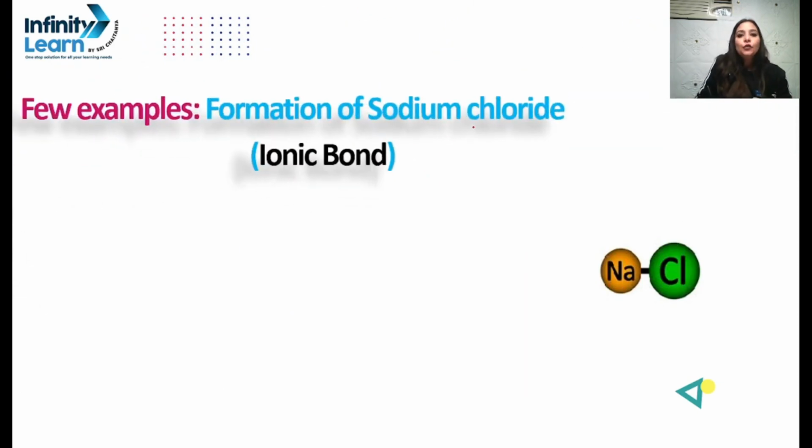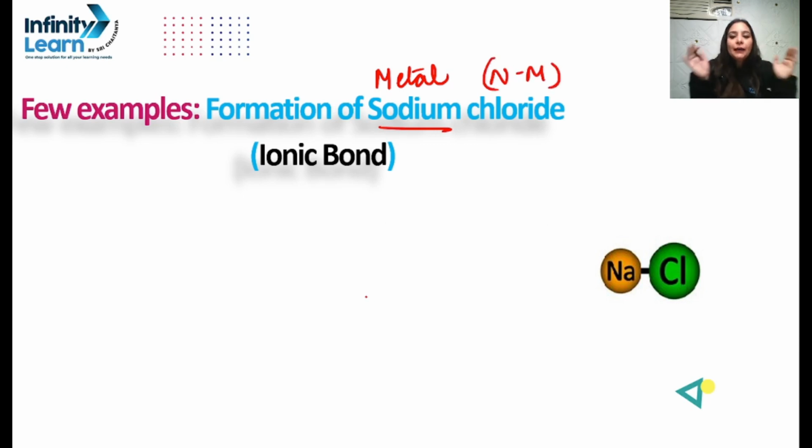Let's take an example of sodium chloride. Sodium is a metal, right? And chlorine is a non-metal. And whenever metal and non-metal combine, obviously they form an ionic bond, because in them transfer of electrons takes place.